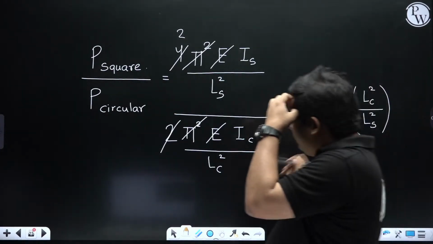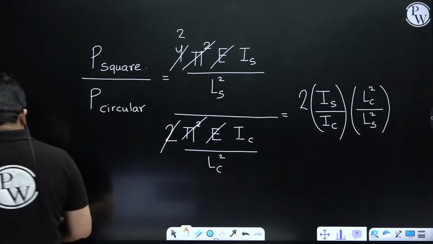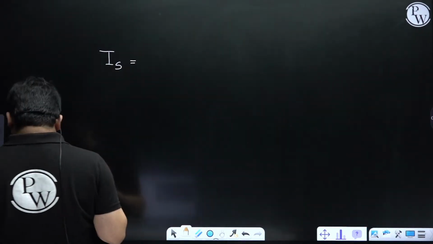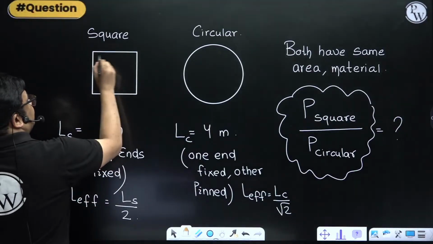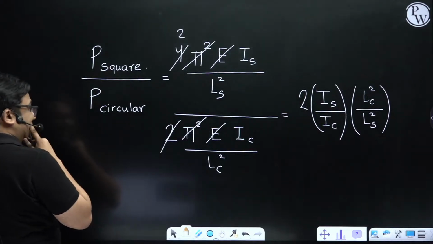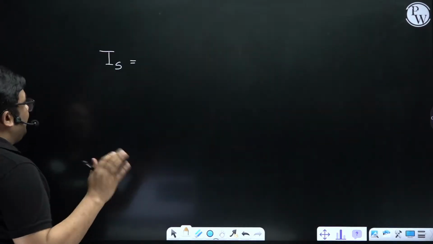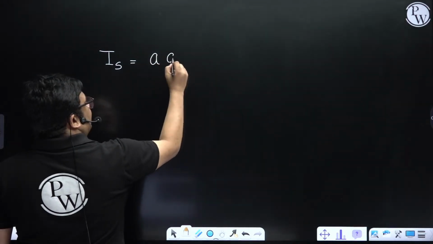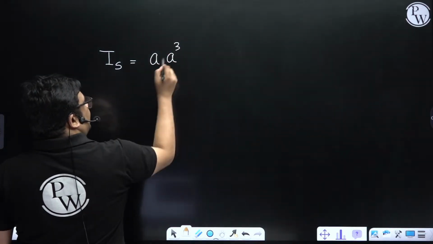Now how to find IS and IC? Very easy. IS is for the square column. Suppose I take the side length as A and A. So BD cube by 12 and DB cube by 12 will be the same, so I can take BD cube by 12. B and D are both A, so it is A to the power 4 by 12.